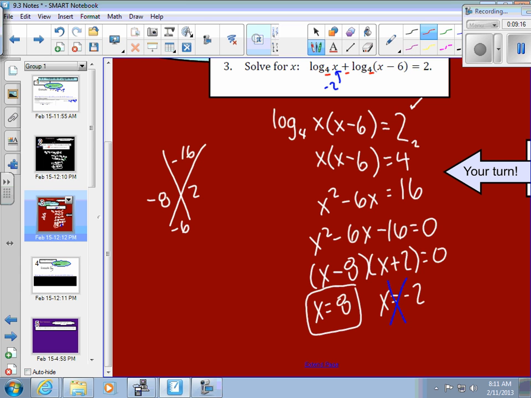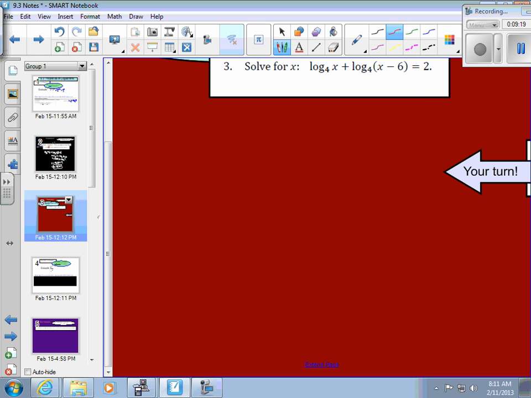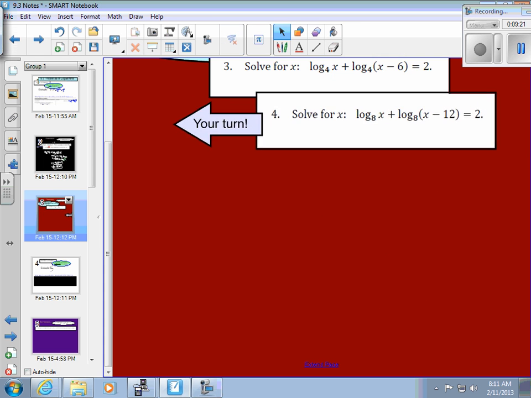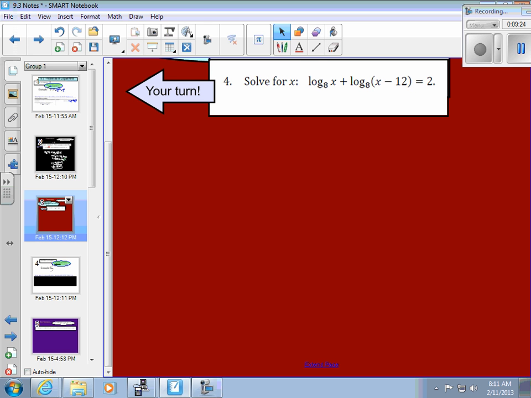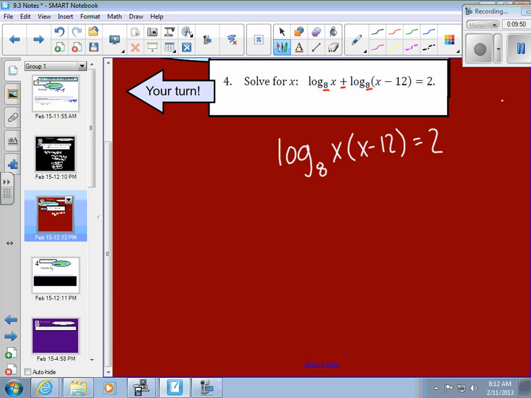All right. Let's start another one here. Number 4, kind of a similar problem. They want us to solve this one. Again, first step we want to do, combine these multiple logs into one. Both of them are base 8. We're adding, so we know we can now change that into a multiplication problem. Log base 8 of x times x minus 12 would equal 2.